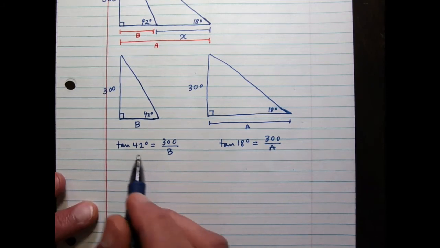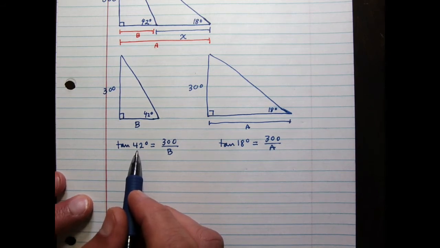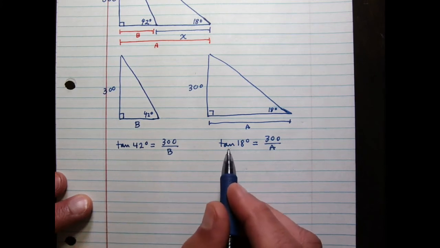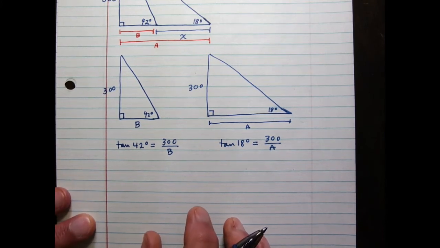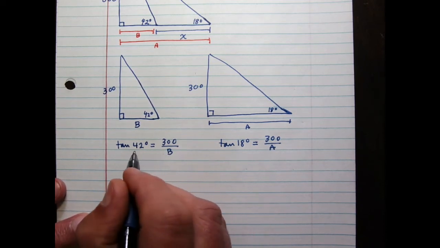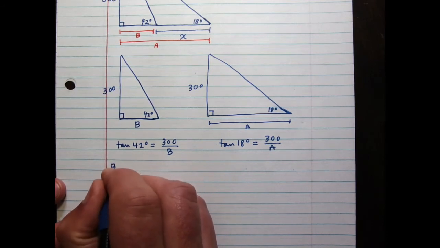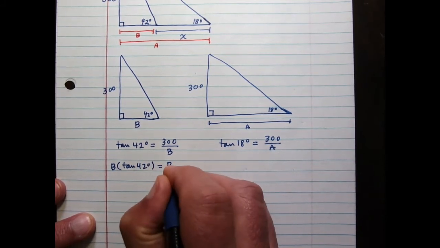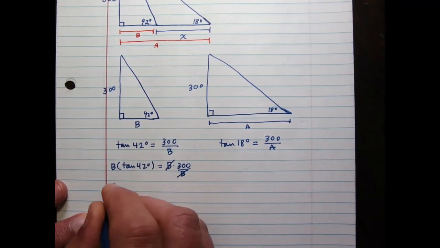But if you want, you can also try to work with these expressions for tangent. Some people like to go as far as they can in a problem with the expression tangent 42 degrees, tangent 18 degrees. That's really up to you as far as I'm concerned. At any point you can replace these tangents with decimals. So if I tried to work with them here, I'd take that first equation and multiply both sides by B. B tangent 42 degrees equals B times 300 over B. I have to do that first because B is in the denominator.